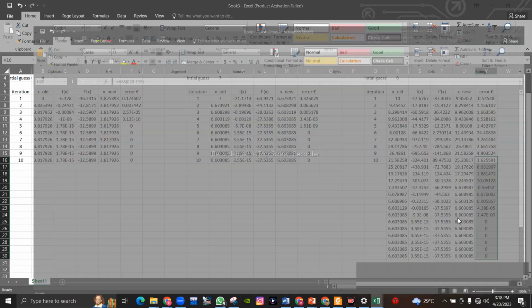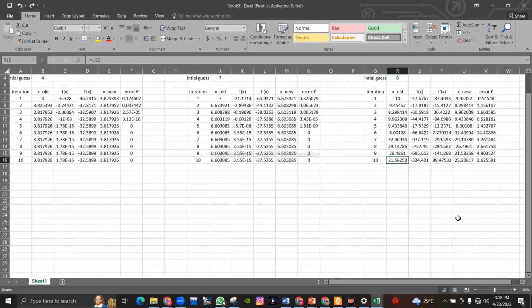So let me return this to our initial guess of 6. So these are the answers: 8.81, 3.817926, the other one here 6.60385, and the other one here, this is where this one stops, 5.83925. So those are the answers before the error is less than 0.0001. So let's move to the next question.